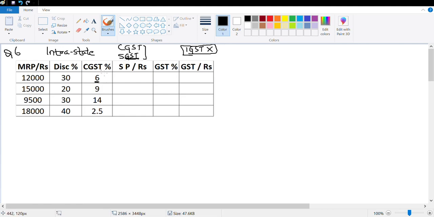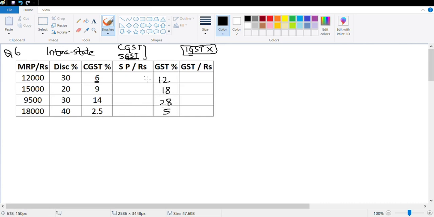They haven't told us the value of SGST, but how much will be SGST? Well, it will also be 6% because it's exactly the same. So let's first write the GST percent. If this is 6, then GST percent will be 12. If this is 9, then this will be 18. If this is 14, it will be twice of it, which is 28. If this is 2.5, it will be 5.